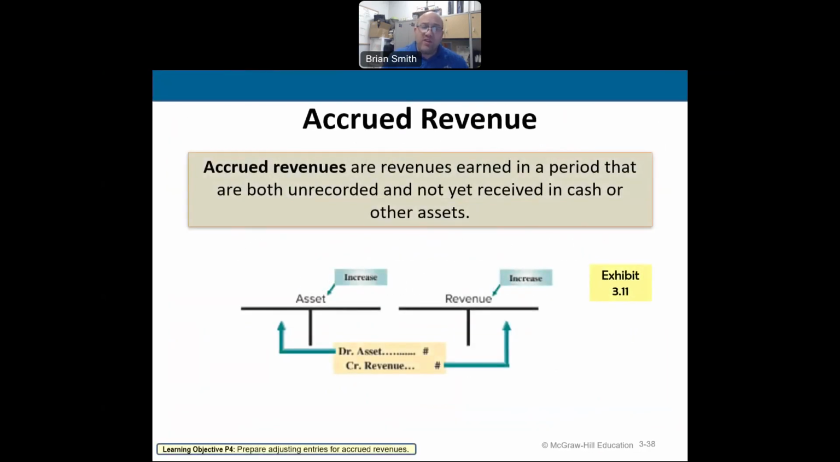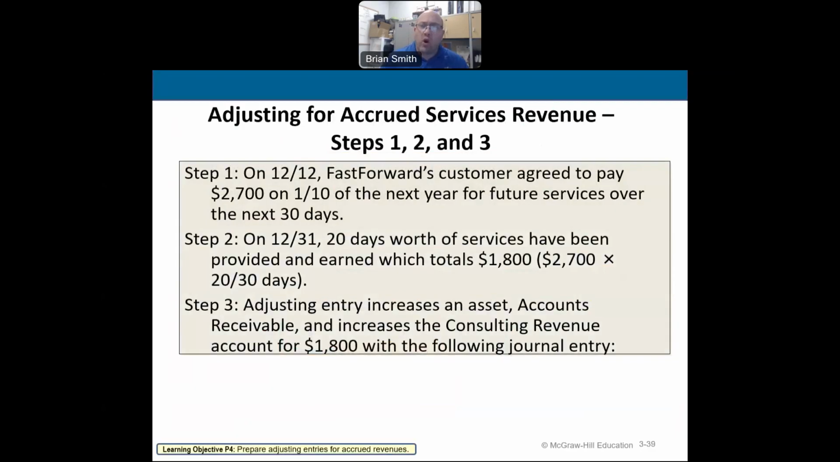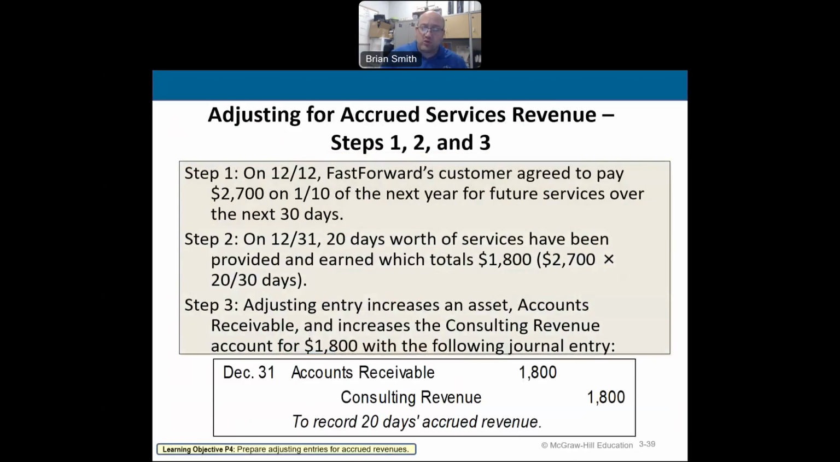No, this is the one area where it doesn't match. This is the only area it doesn't match. When we do work and they're going to pay us later for it, we need to recognize that we've done the work, we've earned the revenue, but we're owed the money. So we're going to debit accounts receivable and credit the revenue that it's associated with. The words are the same, but the concepts are still there.